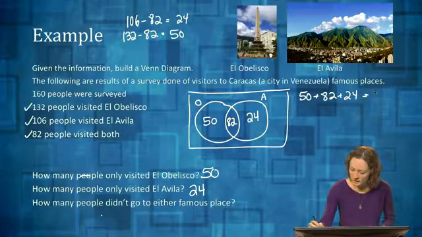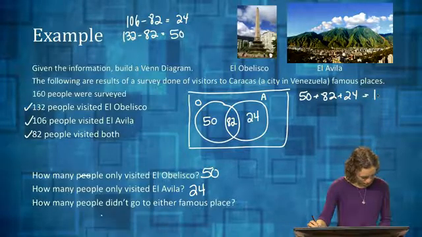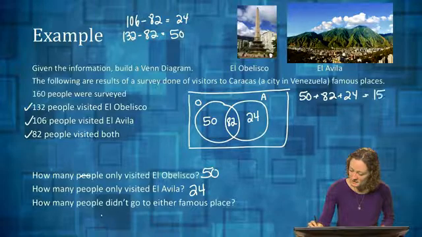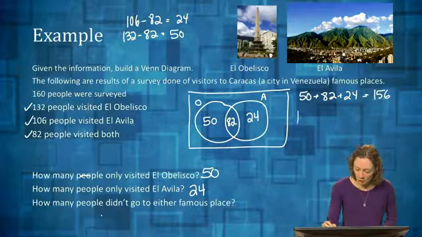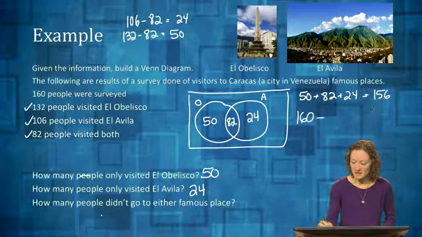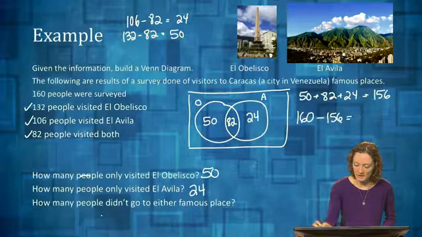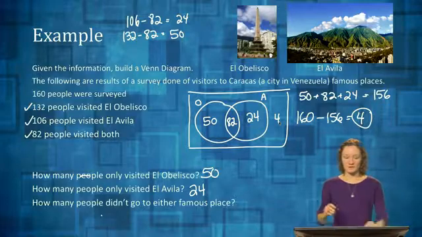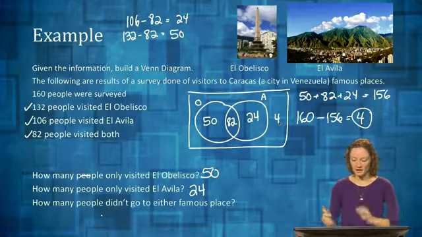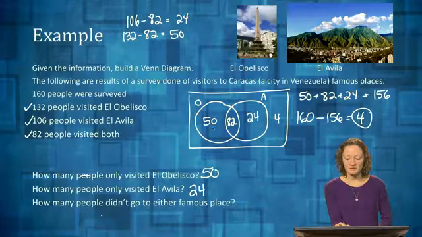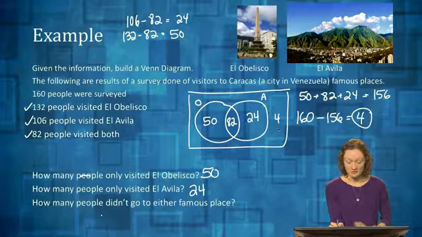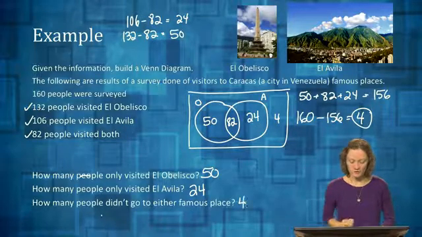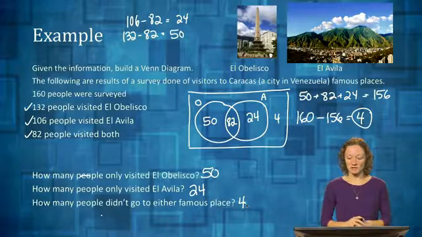And that would be 156. The total amount in the picture is 160, so we take out the number that have already been accounted for, and we get 4. So there are 160 people in here. 50 went to only El Obelisco, 82 did both, 24 did only El Avila, and finally 4 of those 160 surveyed didn't go to either location.